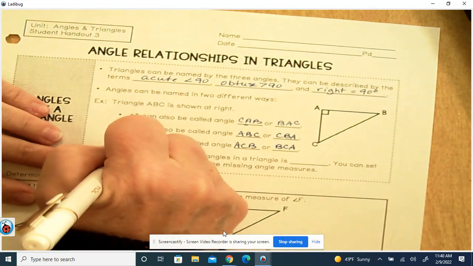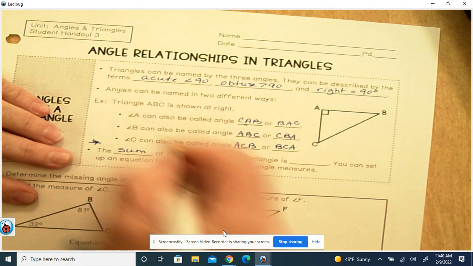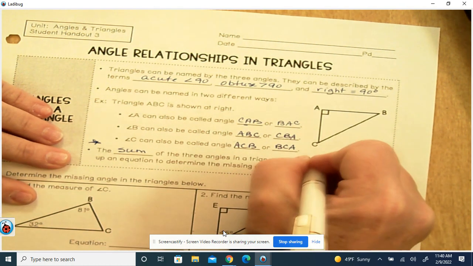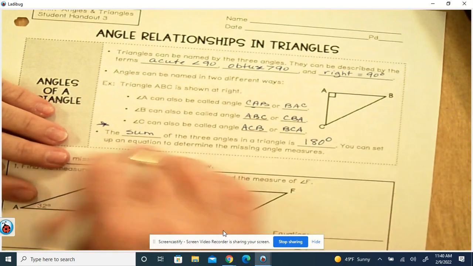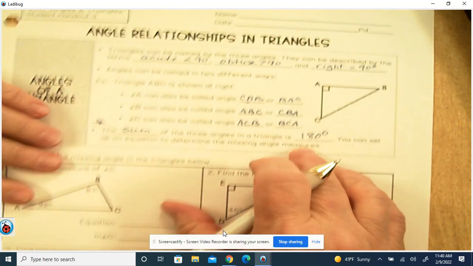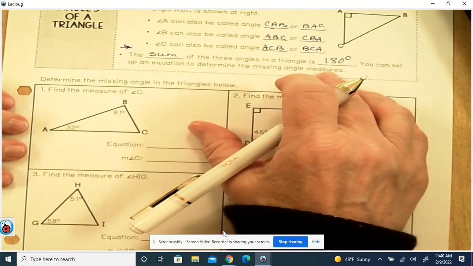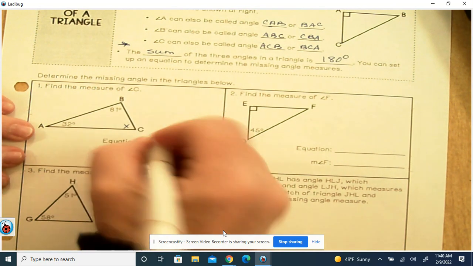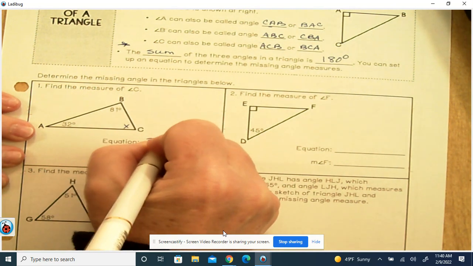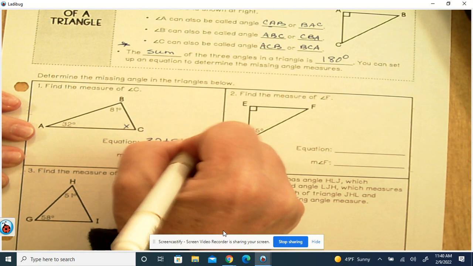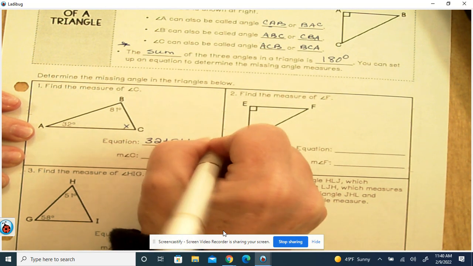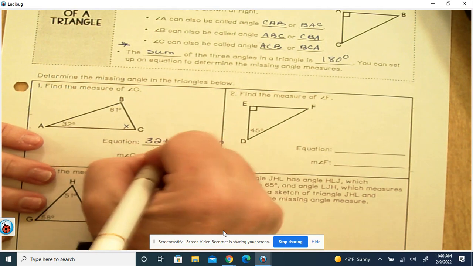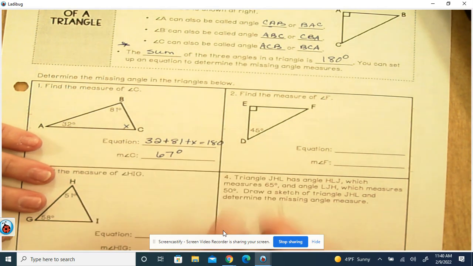The sum, this is important, so I'm going to start: the sum of the three angles in a triangle is 180 degrees. You can set up an equation to determine the missing angle measures. All right, let's look at this first one. Find the measure of angle C. So that's going to be X. We have 32 plus 81 plus X equals 180, and if you put that in the calculator, you're going to come up with a measure of angle C being 67 degrees.